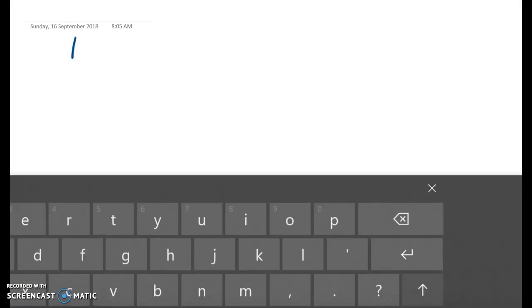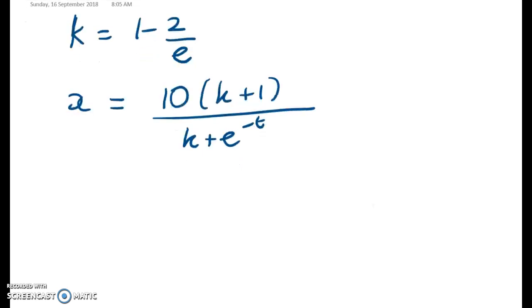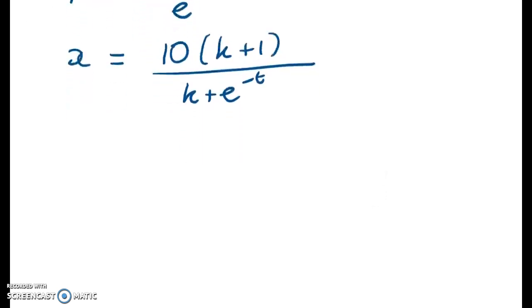Right, so where we've got to is that we showed what k was. So k is equal to 1 minus 2 over e, and x is equal to 10 times k plus 1 over k plus e to the negative t. So we can take that value of k, substitute it in and look at the properties when t gets very, very large.